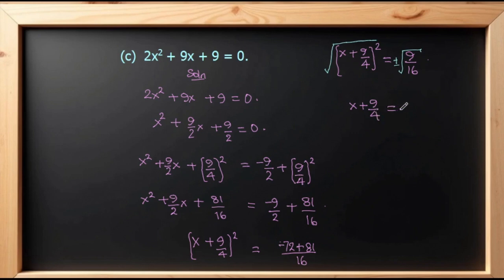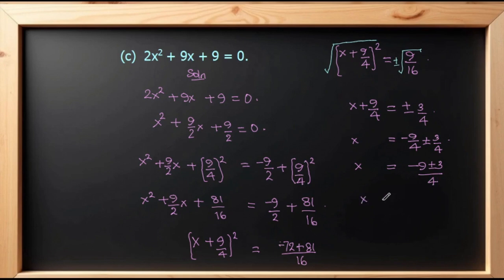So from the right hand side we have positive or negative. The square root of 9 is 3, and the square root of 16 is 4. So let's collect like terms, and we have here x equals negative 9 over 4 plus or minus 3 over 4. And since we have 4 as the denominator and it's common to both of them, we can combine it to 1. So we have here negative 9 plus or minus 3 all over 4.